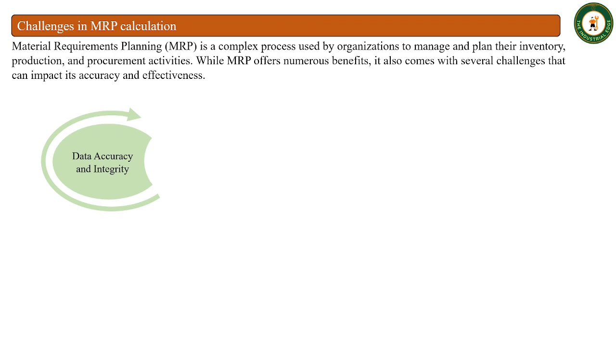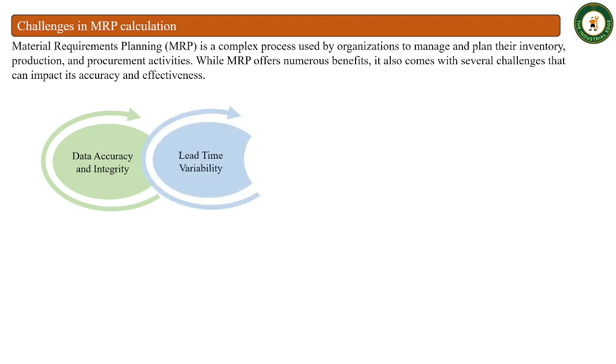First, data accuracy and integrity. MRP relies heavily on accurate and up-to-date data, including inventory level, lead time, bill of material, and production schedule. Inaccurate or incomplete data can lead to incorrect calculations and decisions. Maintaining data integrity and ensuring regular updates can be challenging, especially in dynamic manufacturing environments.